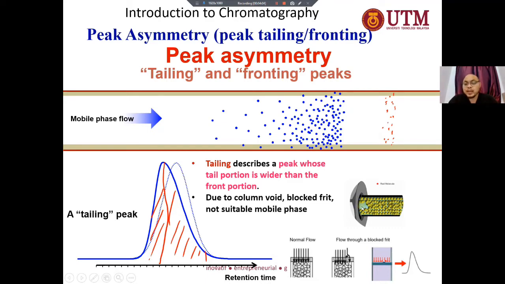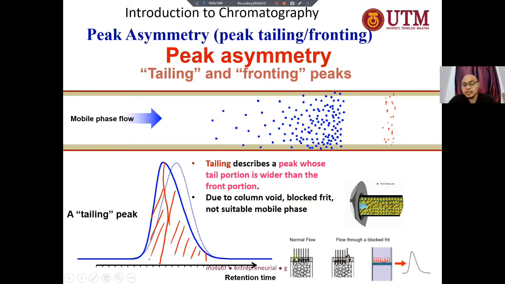When it happens, most of the analyte will move fast. If you can see here, the void is a bit large. So most of the analyte will move fast, and some of it will be left behind, because they move through the right path. So when it happens, it can cause the tailing peak, or it can be due to the blocked frit.